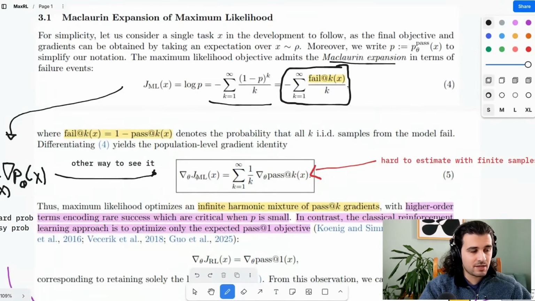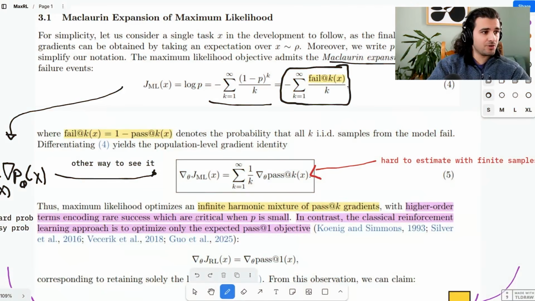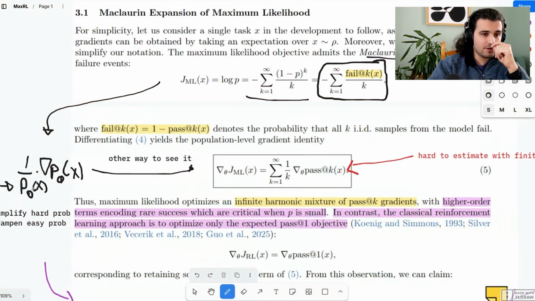The derivative of the objective, a summation of that, optimizes the infinite harmonic mixture of pass at k gradient. So the gradient at each pass at k, with higher order terms encoding rarer successes, which are critical when p is small, right? When p is very small, they're very important.